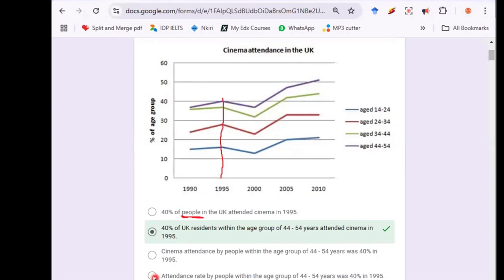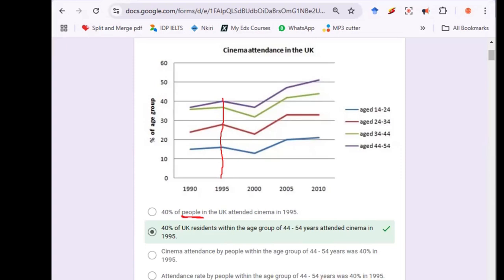Number 4 is awkward too: attendance rate. Remember what I said earlier on? Avoid using this word rate. If you don't see rate on the question, don't use it. So you don't need to use the word rate. Attendance rate by people within the age group of 44 to 54 years was 40%. No.